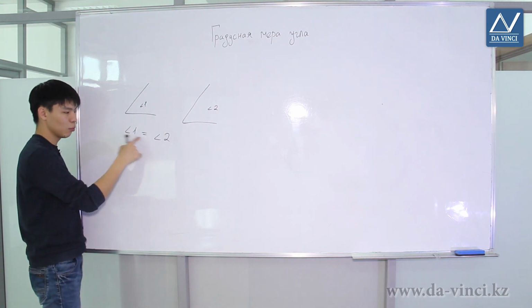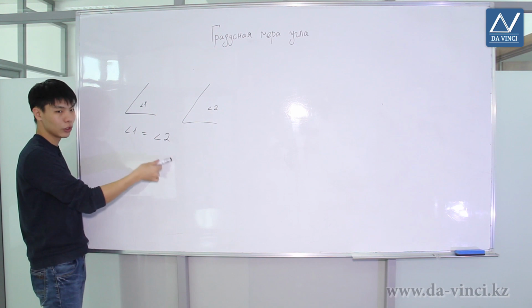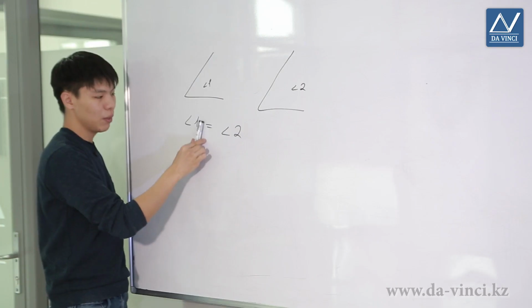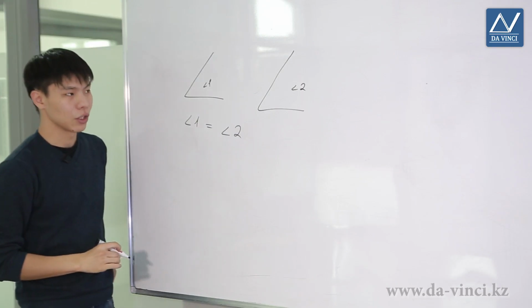Similarly, if angle 1 is greater than angle 2, then its degree measure is greater. And vice versa. If it is smaller, then its degree measure will be smaller.